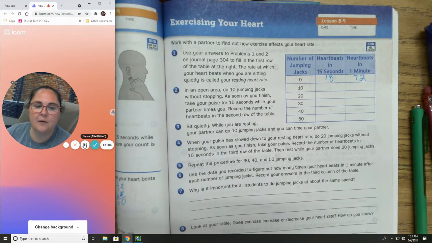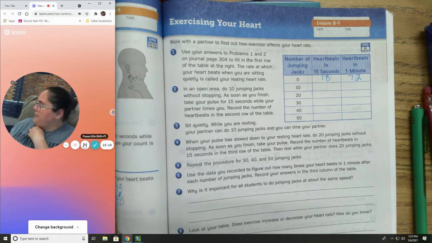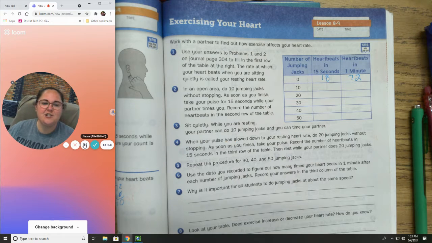Now it's time to do our exercise. Let's do some jumping jacks. So what's going to happen is, in an open area, I'm actually going to do it kind of off to the side. I'm not going to record myself doing jumping jacks. You don't want to see that, I promise. But I am going to do 10 jumping jacks without stopping.